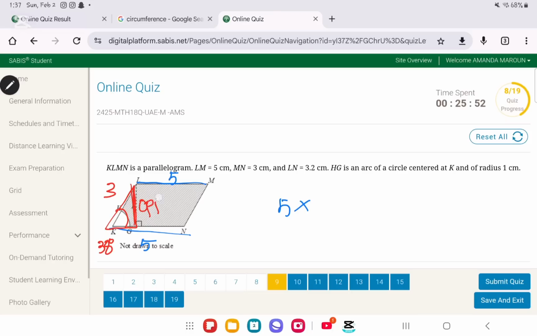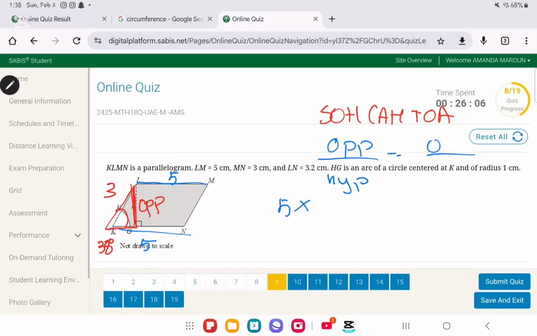This side is opposite to the 38 degrees, so based on the SOHCAHTOA rule, SO is opposite over hypotenuse. So it's going to be the opposite over the hypotenuse, which is 3, equal to the sine of the angle 38. So to find the value of the opposite, you do 3 times sine 38, and you will get an answer of 1.846. To round it, it's 1.847.